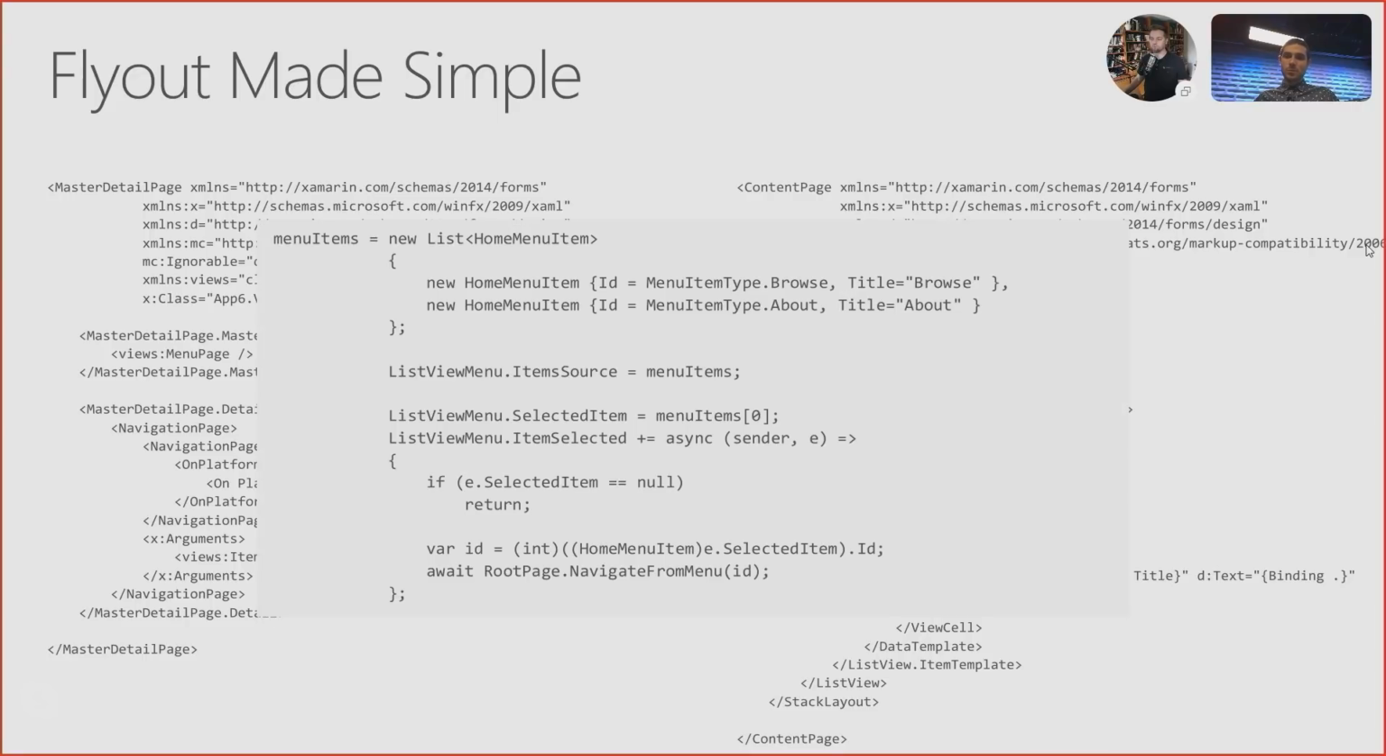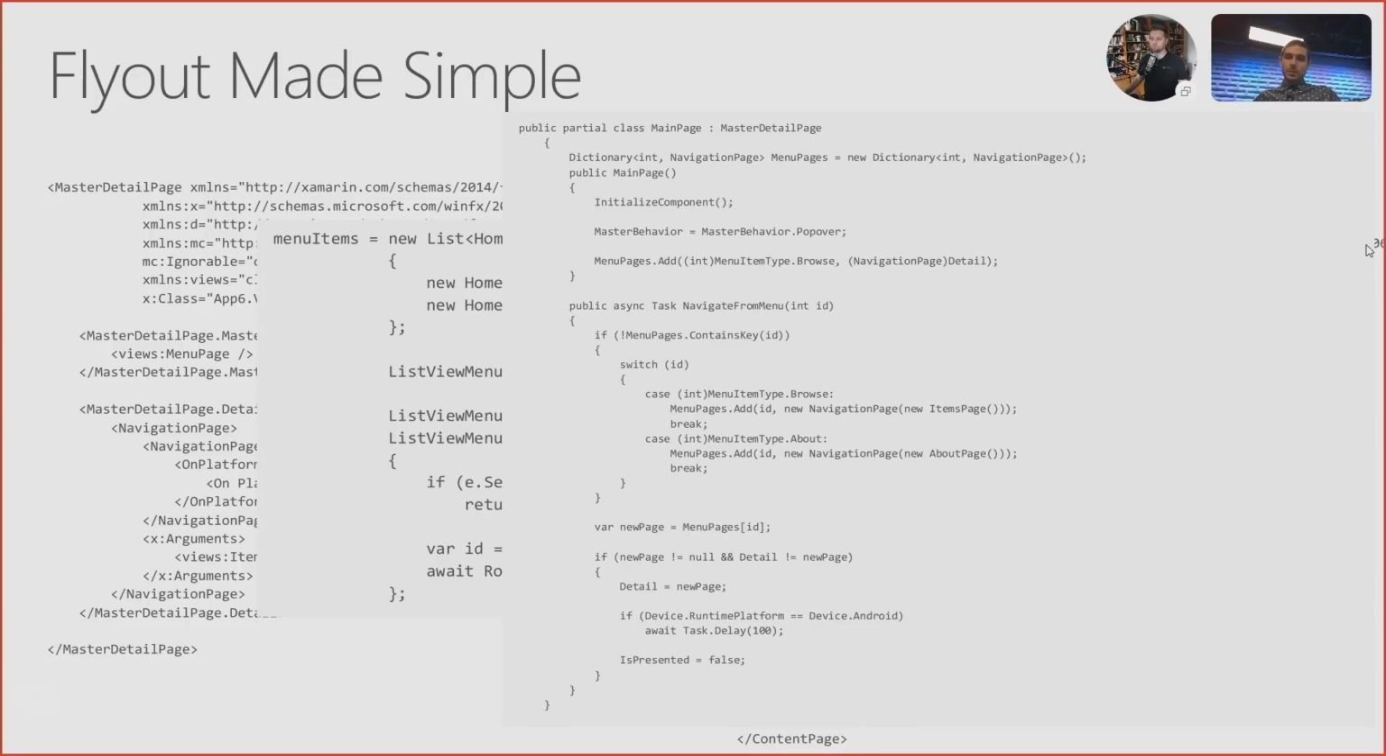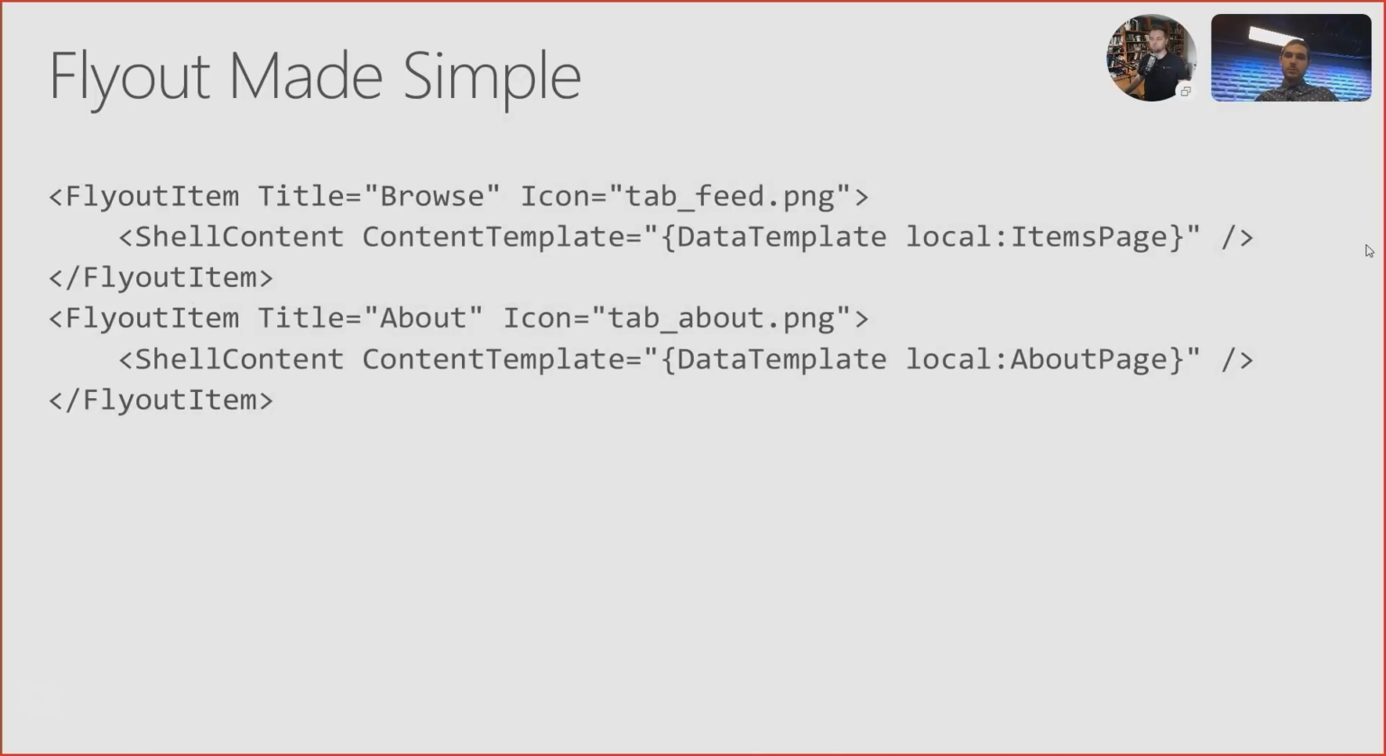And then you end up doing a bunch of code like this, and then you end up doing all this, and so here I've got 4 different major features that I have to do just to get a flyout. Well, in Shell, it's as simple as this. Nice. Flyout item, and you just declare the flyout items as you want them, just like those tabs, and you're good to go.